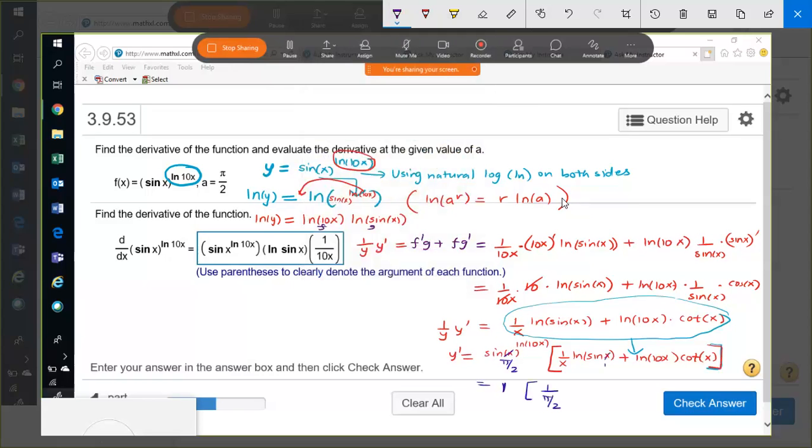Ln of sine pi half: sine pi half is 1, ln of 1 is 0. So times 0. Plus ln of 10 times pi half, cotangent of pi half is 0, which is 0. So 0 plus 0 is 0. Times 1 is 0.